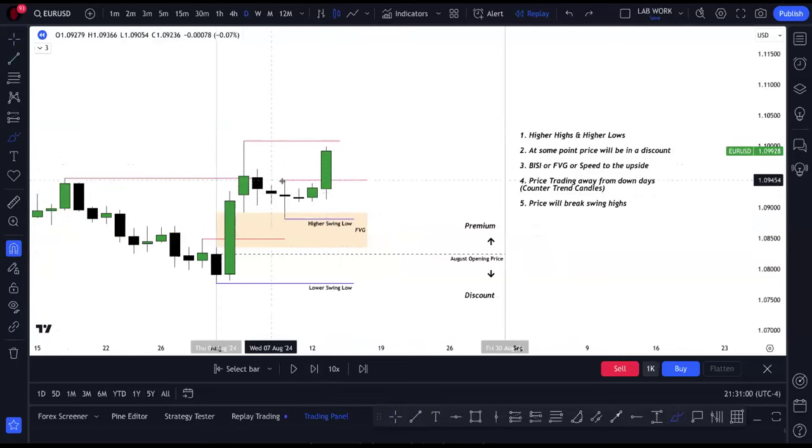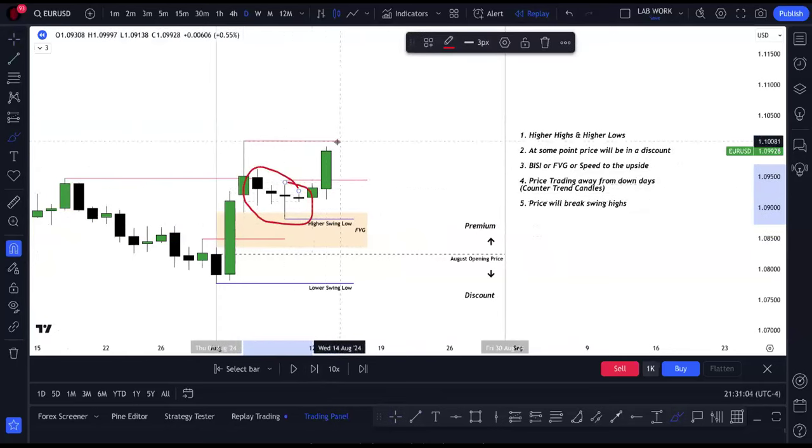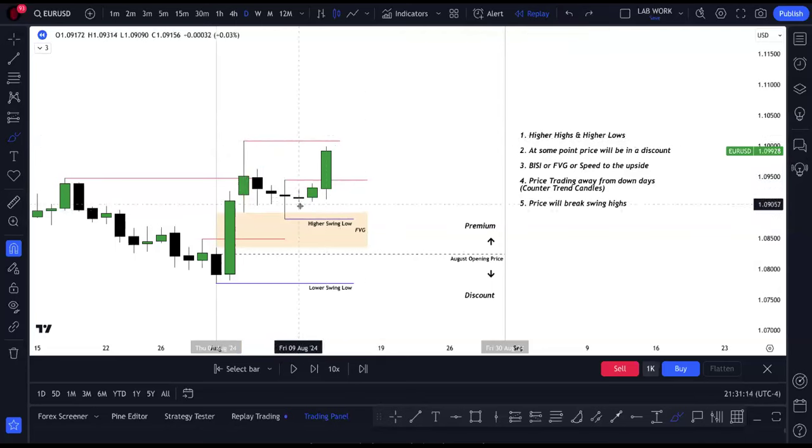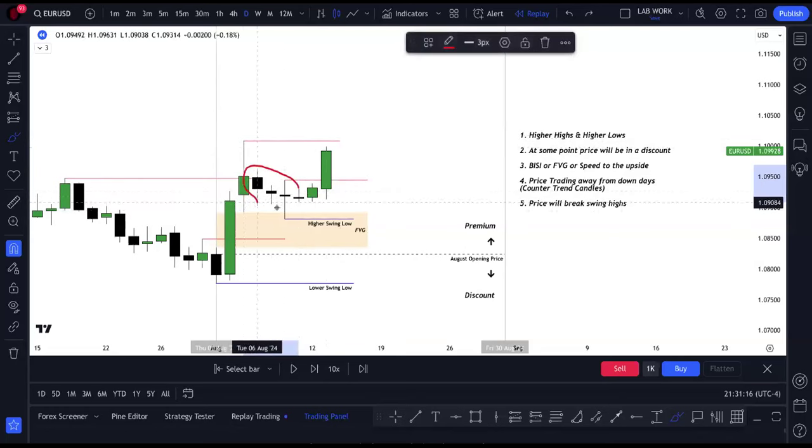Look at that. Now we're trading away from down candles. All these candles are trading away from it. It's like, yo, we can't be homies no more. We can't be friends no more. I'm gonna leave you alone. I'm gonna leave you in the past. I'm moving on. I'm leveling up. And that's what happened. Price left these candles in the dust after down candles. That's another one: price is gonna trade away from down candles.